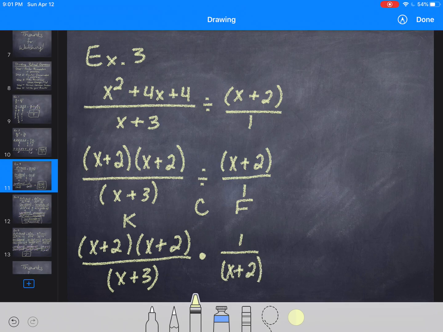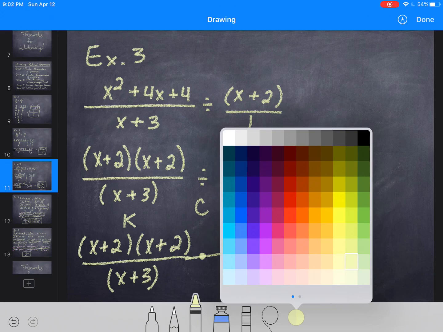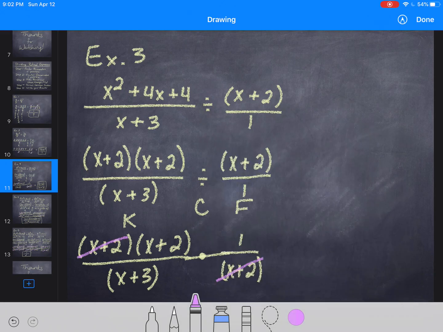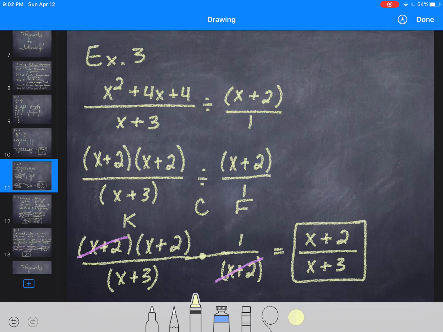Once I have my fractions fixed the way they needed to be, I can go ahead and combine these into one fraction, and I can cancel the factors they have in common. In my numerator, I have an x plus 2, and in my denominator, I have an x plus 2, so those two factors will go. Now I can write my answer. In my answer, I have an x plus 2 times a 1. That leaves me with an x plus 2. All over. In my denominator, the only factor remaining is my x plus 3, so I can write down x plus 3. This is my answer.